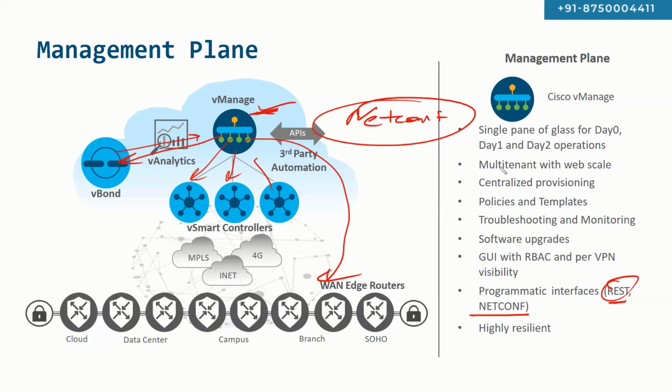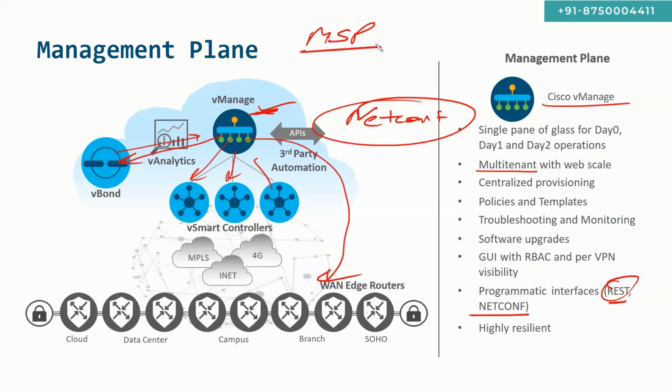Then vManage also supports multi-tenancy, which means you can leverage a single vManage for multiple customers. That's the meaning of multi-tenancy. Now remember that multi-tenancy is not supported by all components, but vManage is supporting that. Say you are an MSP, which means managed service provider, such as Orange Business Services, British Telecom, Cisco itself, maybe Accenture, HCL, Wipro, Infosys, and many more.